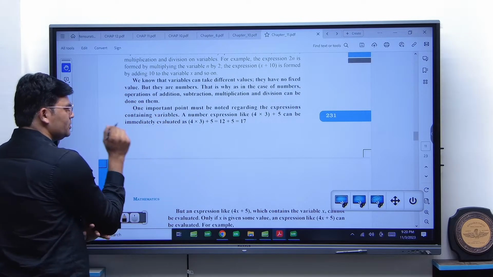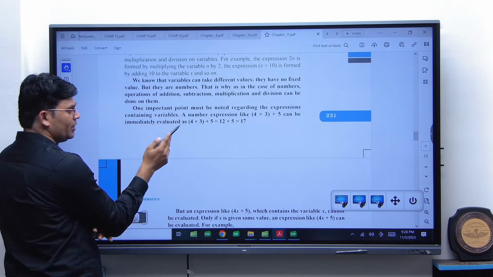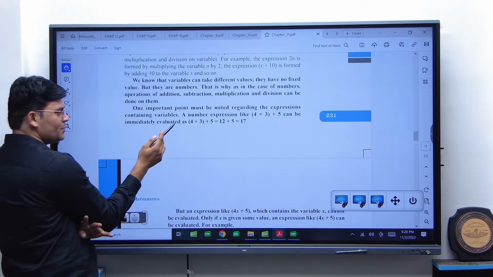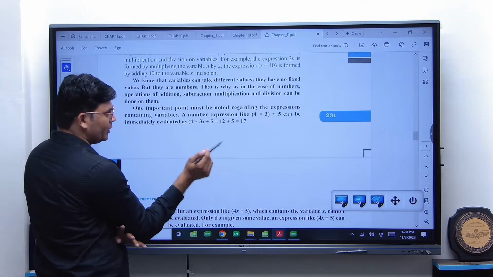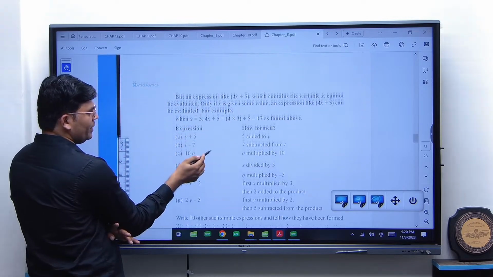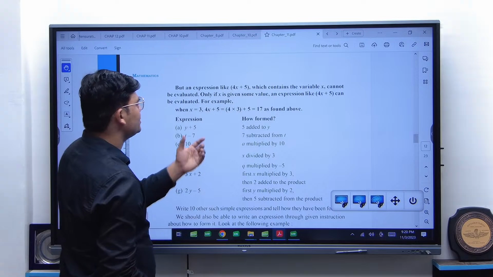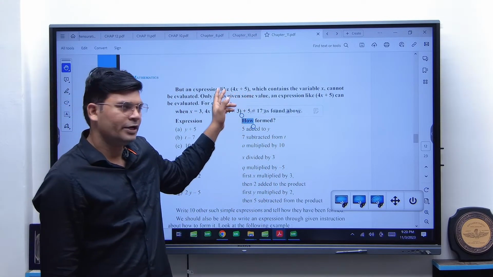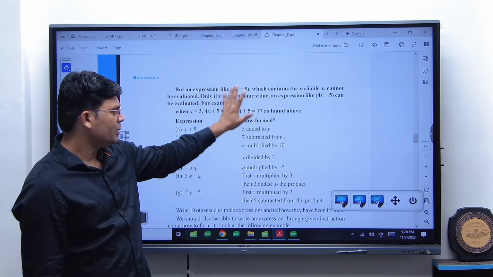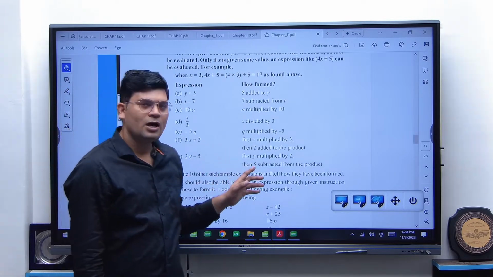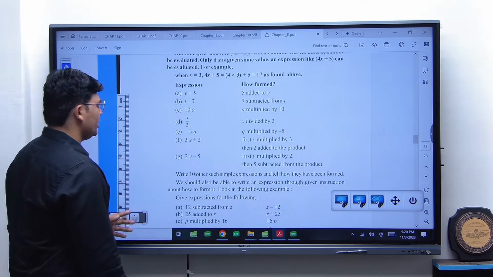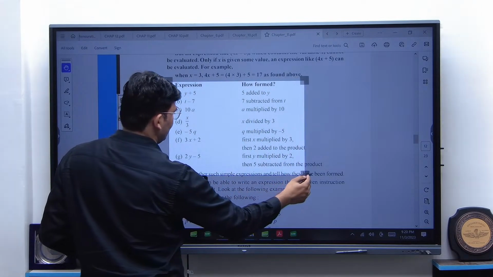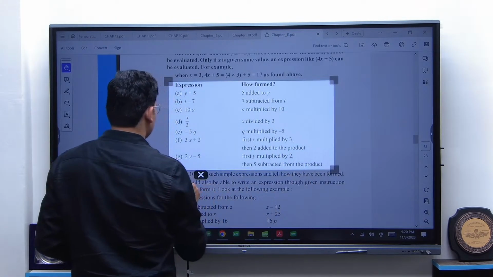One important point must be noted regarding expressions containing variables. A number expression like 4 into 3 plus 5 can be immediately evaluated, but 4 into x plus 5 cannot be further evaluated as 9x. Somebody may write 9x, somebody may write 20x, but they cannot be further evaluated. Okay, so how is it formed? Let us play a game. First, let us see some examples and then you can say.